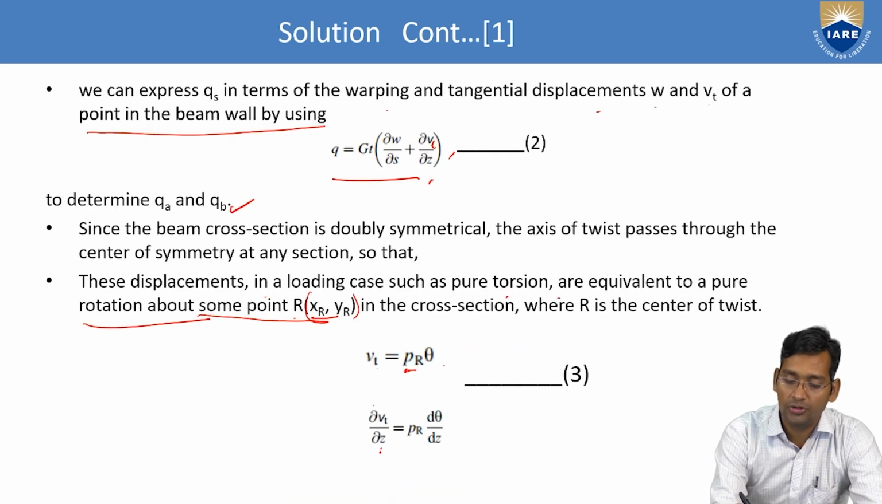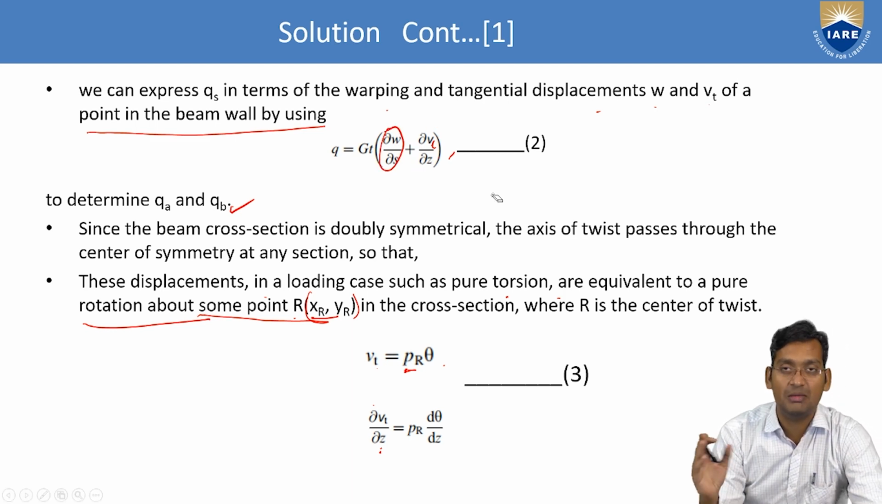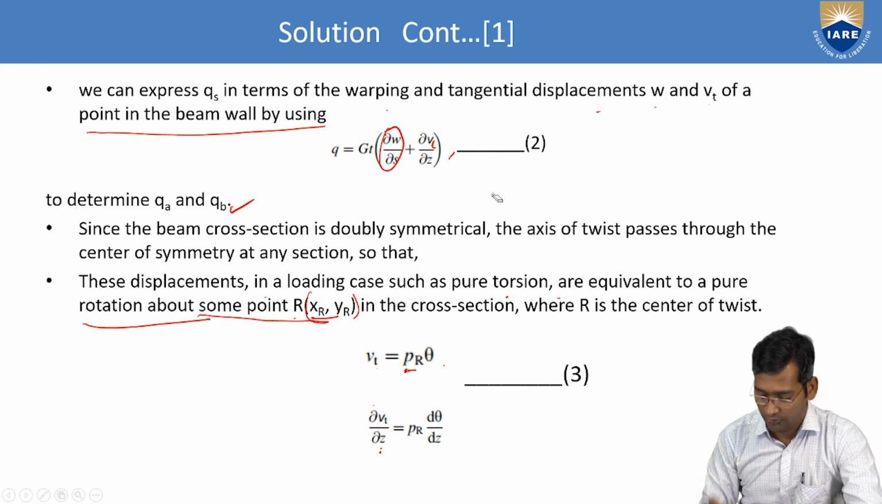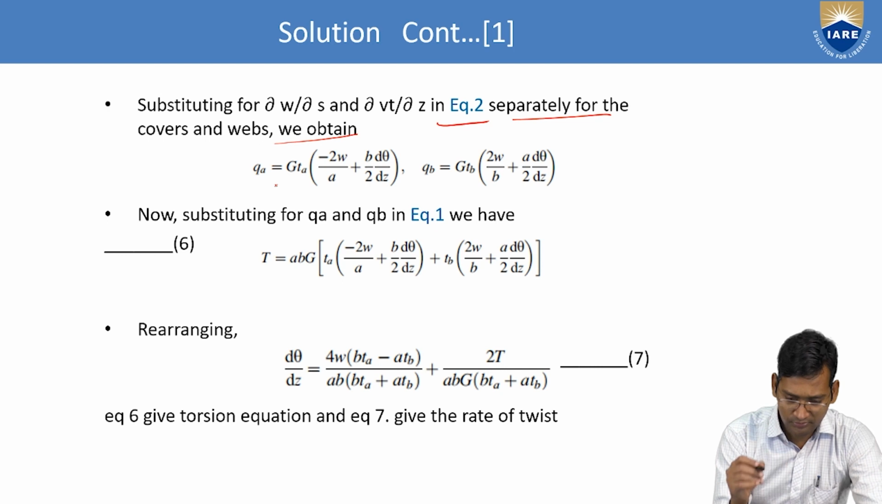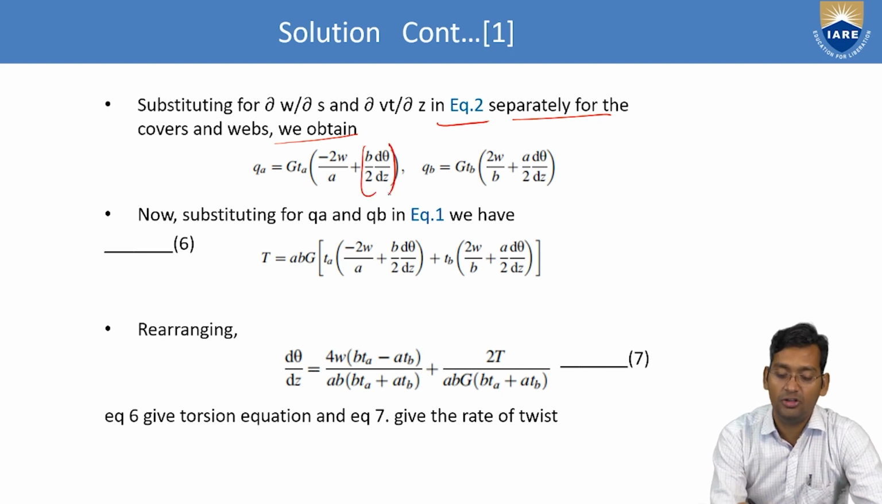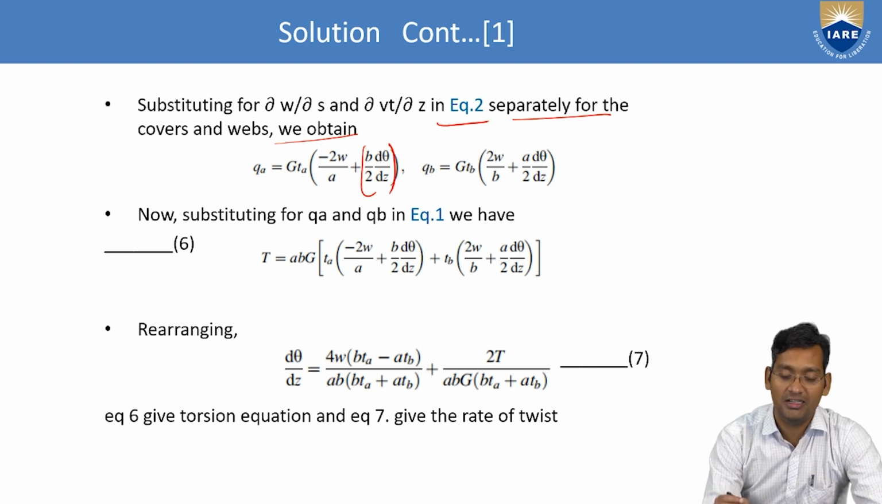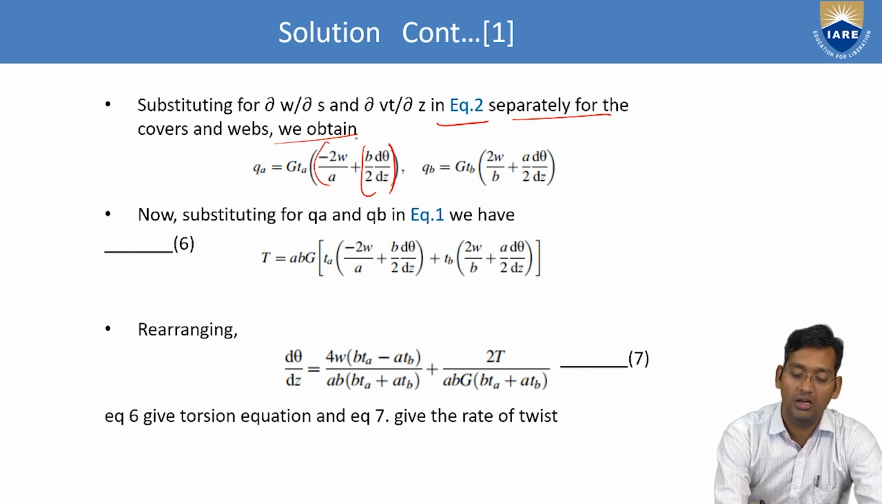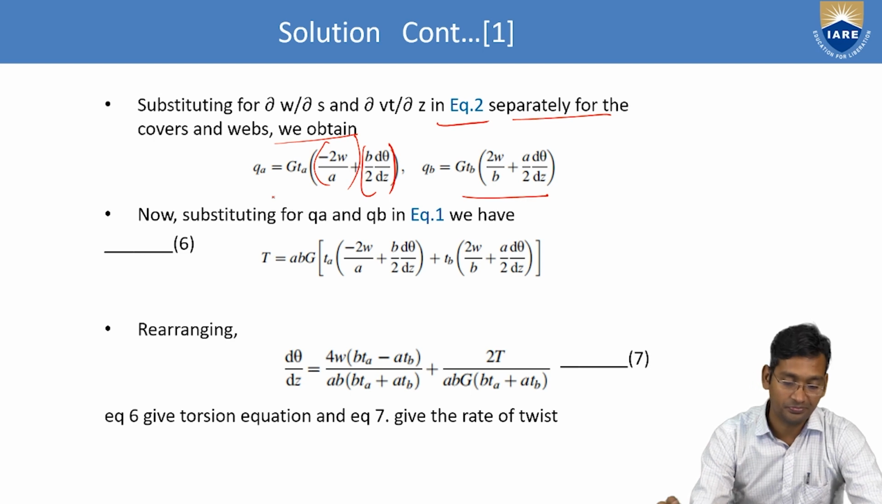So now substitute here. We got del Ws by del S and del Vt by del Z. Just substitute, but separately: for cover separately, for web separately. After substituting del V by del Vt by del Z, we got earlier V by 2 into d theta by dz, and just now we got del W by del Z as minus 2W by A. Similarly here, just put for QA and QB.